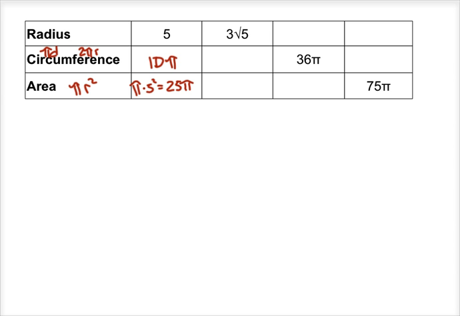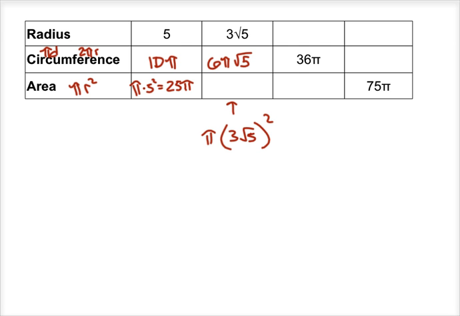The next one, they give us the radius is 3 square roots of 5. And I know the circumference is either pi times diameter or 2 pi r. So if I double this radius, instead of 3 square roots of 5, it would be 6 square roots of 5, and then I'd have to multiply that by pi. I'm going to get 6 pi, and I always put my square root last, so 6 pi square roots of 5. Area. Well, I know area is pi times the radius squared.